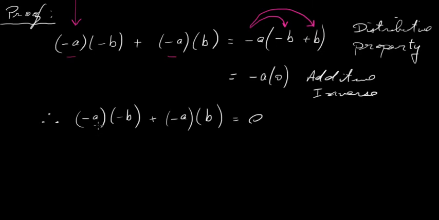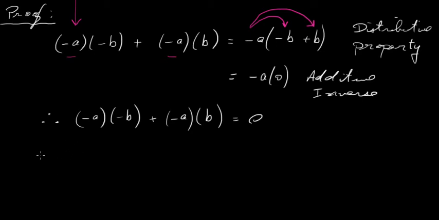Because we're multiplying two integers, remember this is the closure property. A is an integer, b is an integer. When you multiply two integers, your answer will also be an integer by the closure property. So all of this here is an integer. We're adding it to this integer here, and we're getting 0. So both of these are additive inverses of each other. So in other words, let's write that down.